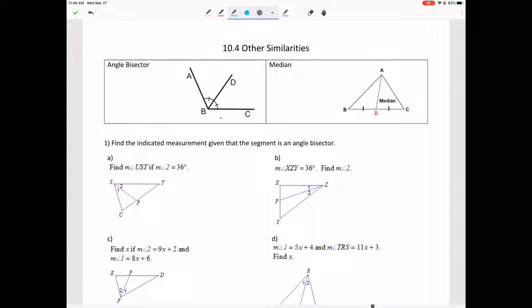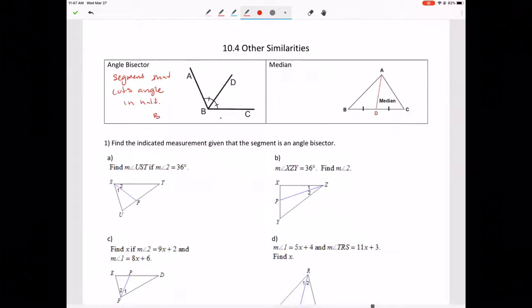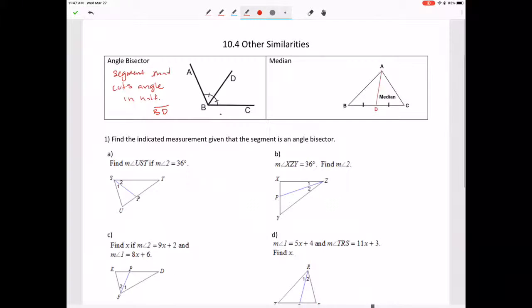First is the difference between angle bisector and medians. All right, so let me change my color. All right, so angle bisectors. Okay, angle bisector is a segment that cuts an angle in half. All right, so for example, this one, that would be BD. All right, these two angles were cut in half, and that is our angle bisector.